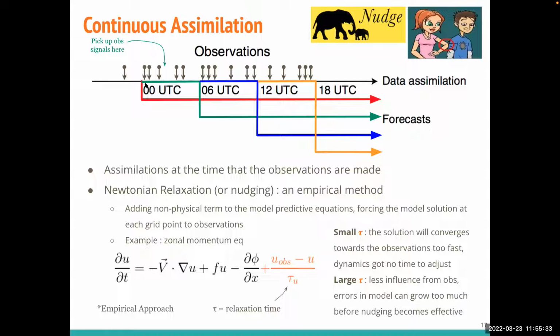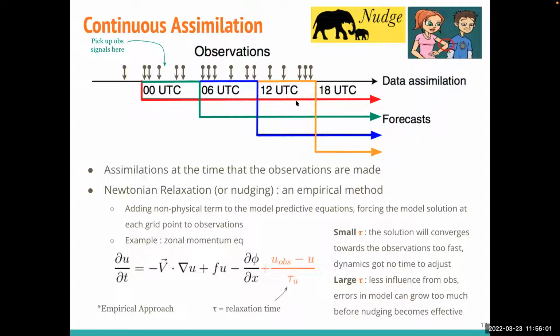And then that would go a long way into the future. For the second simulation, the green one, you do data assimilation at first, collecting the data within a time window. Then you start your simulation 6 hours later, and so on and so forth. Why do we do this? We'll talk about that in this section.